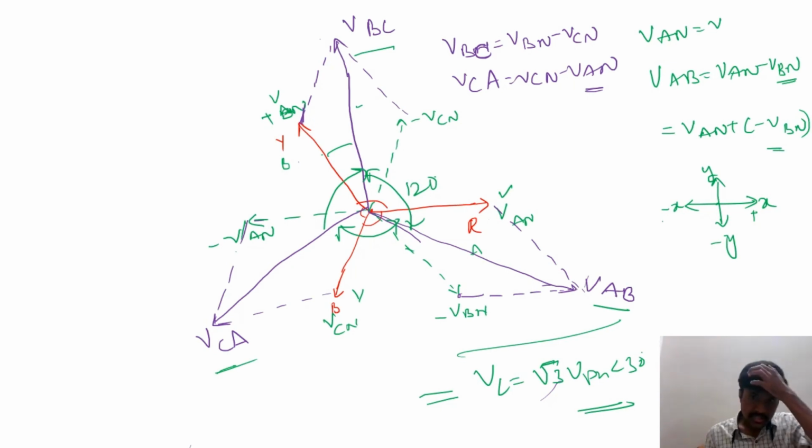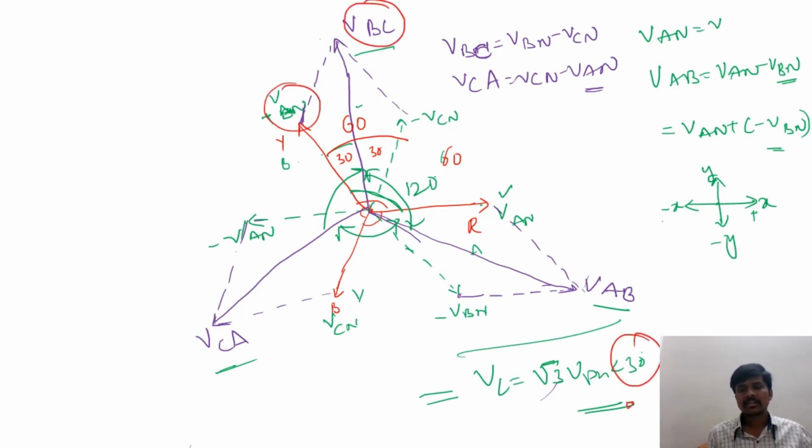So let us go for this analysis here. See the red color phasors here, VAN and VBN. The angle between these is 120 degrees. So here VCN is doing bisection of this angle. So this is 60 and this one is 60. Now VBC is bisecting this one, means this one is 30 and this one is 30. That means phase voltage and line voltage have a 30 degrees difference.